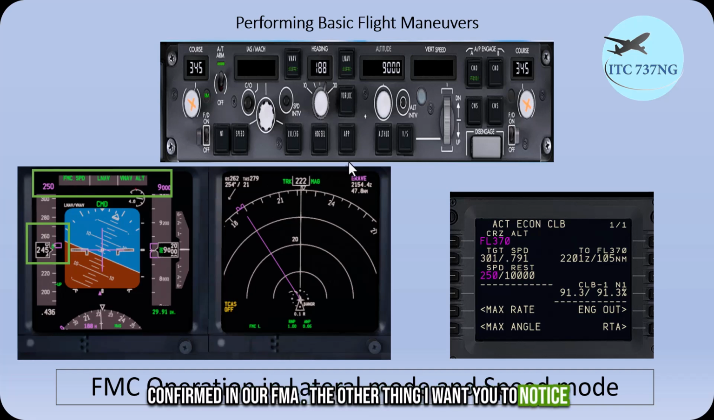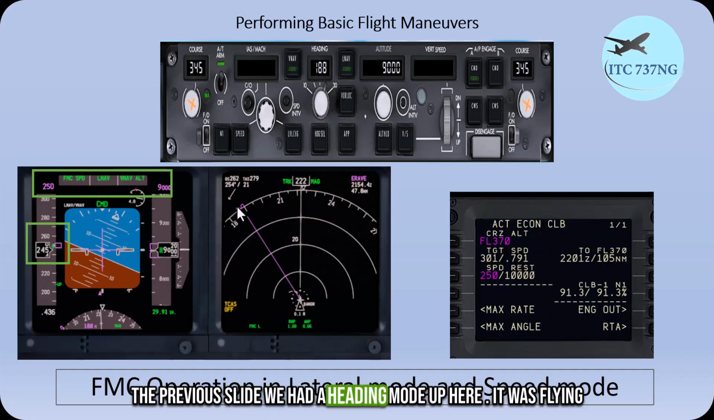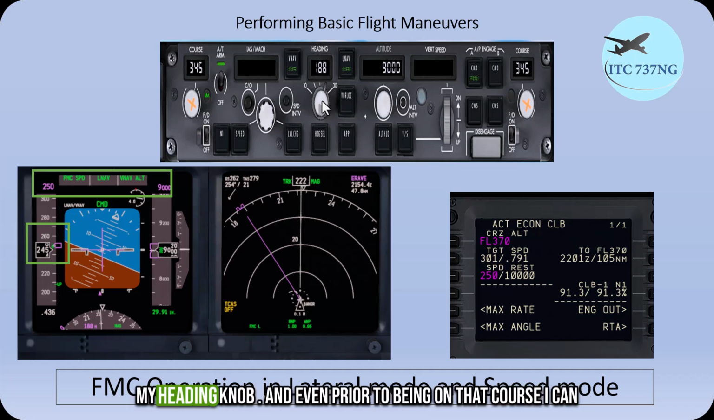Now the other thing I want you to notice, gang, I want you to really get in a habit. When you scan these instruments, it's amazing the information and the good habit pattern of monitoring that you're going to discover. Notice in the previous slide we had a heading mode up here. It was flying LNAV, but I was making sure the heading was up on the indice in the carry. We haven't even turned to that heading yet, but I can look on my nav display, and I can go to my heading knob, and even prior to being on that course, I can go ahead and set it roughly up into this area and then fine tune it when I'm on there.